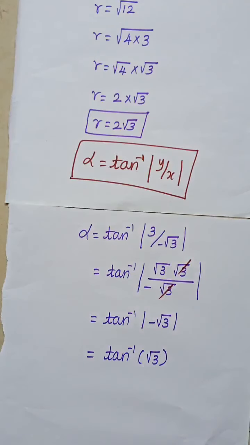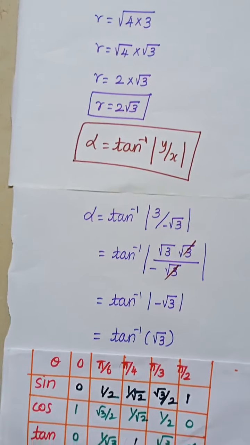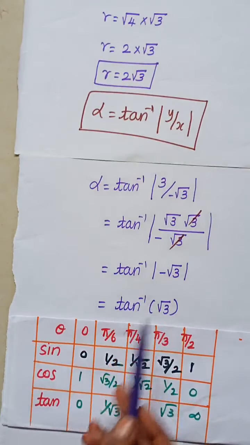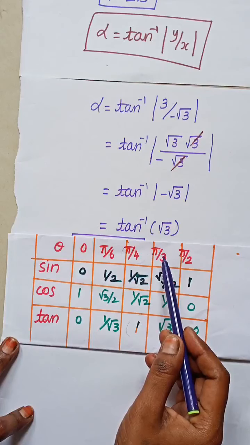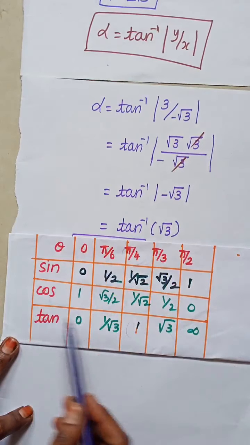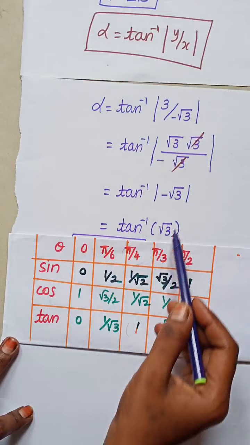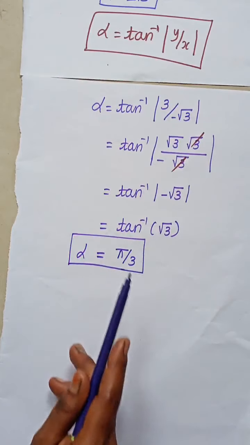See the trigonometric table for the value of tan inverse root 3. From the trigonometric table, tan inverse root 3 value is pi by 3. So alpha equal to pi by 3.